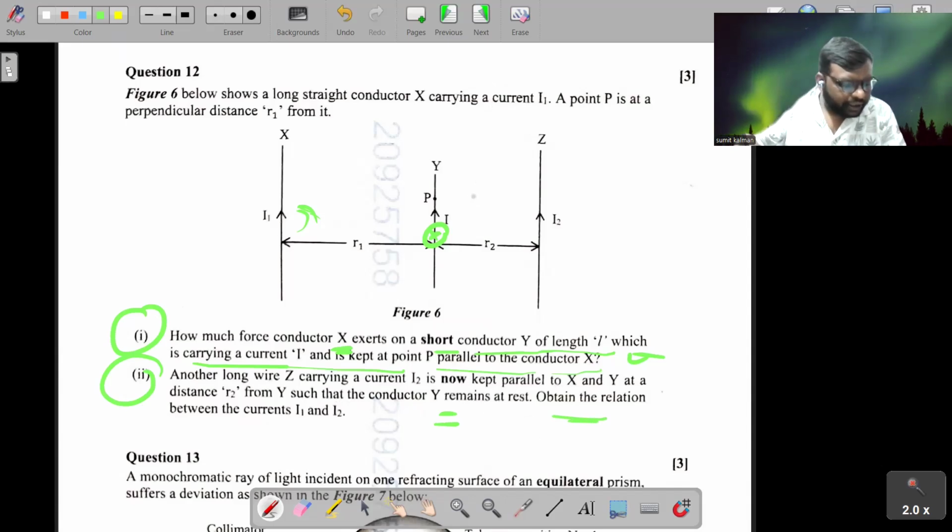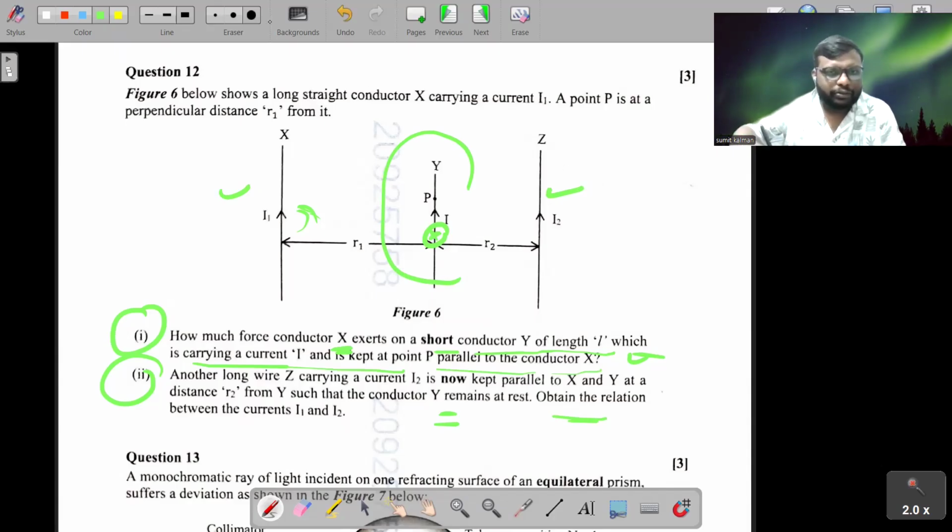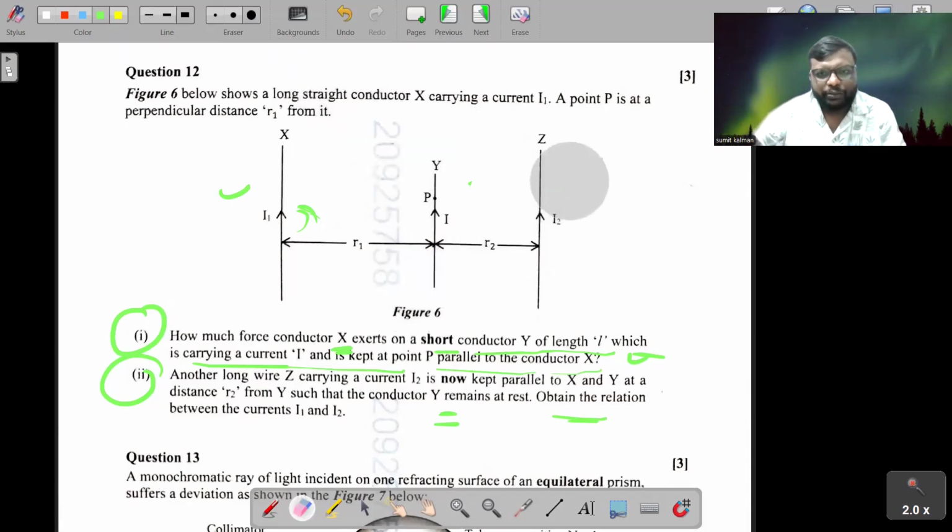This short conductor Y will remain at rest if the magnetic forces acting on it due to wires X and Z are equal in magnitude but opposite in direction. So students, first we will look at the direction of the magnetic force. Now look here.